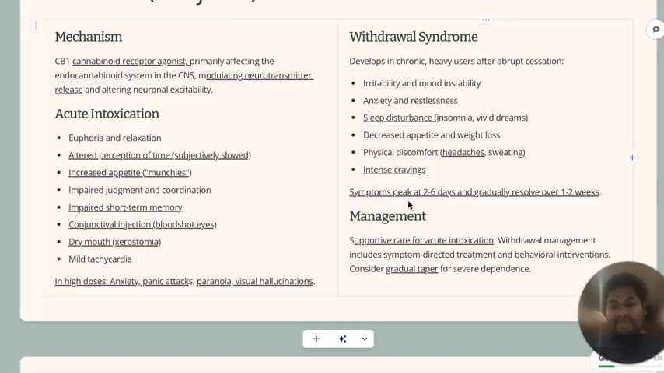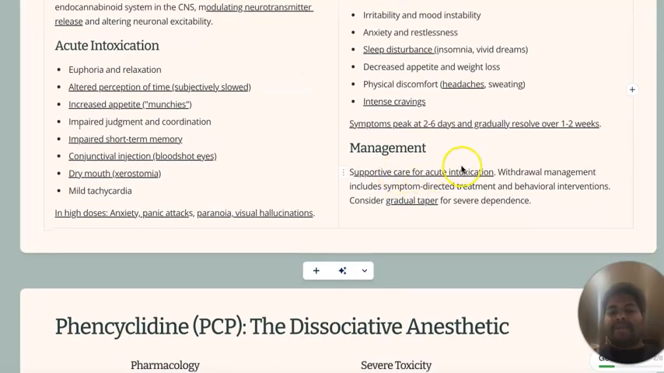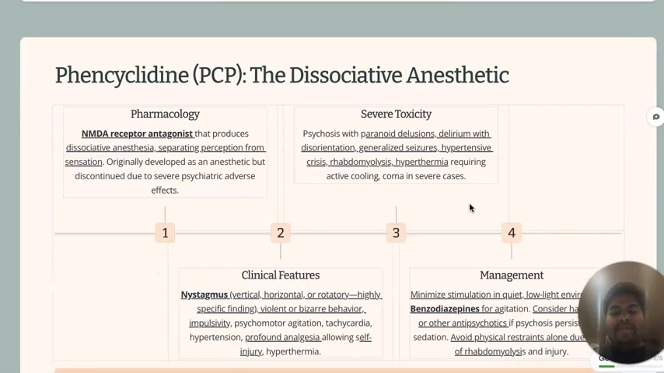The withdrawal syndrome of cannabis includes irritability, mood instability, sleep disturbance, anxiety, decreased appetite, headaches, intense craving, okay. And the symptoms peak at 2 to 6 days and gradually resolve after 1 or 2 weeks. So if the person has been taking marijuana for, let's say, years and years, and if he stops taking it suddenly, then all these symptoms of sleep disturbance, headache, intense craving will peak up to the first week, and after the first week, or let's say after the second week, this will eventually resolve. Management includes supportive care for acute intoxication, and always consider a gradual taper for the one who has severe dependence with it.